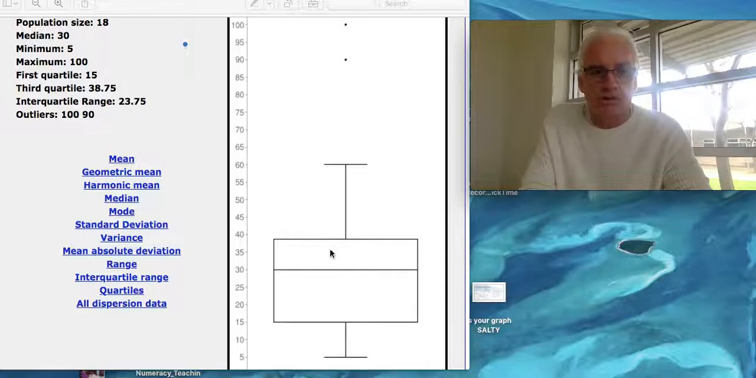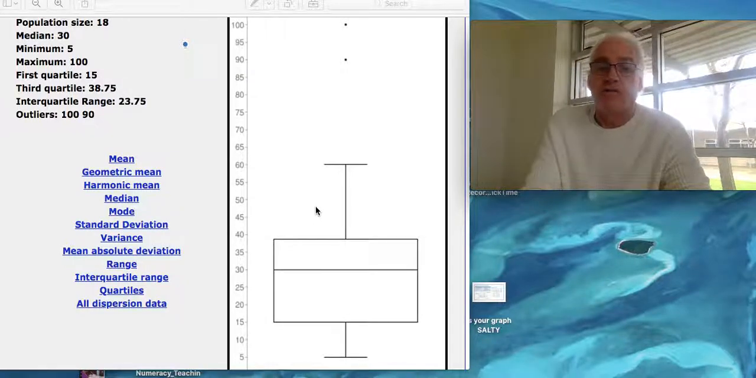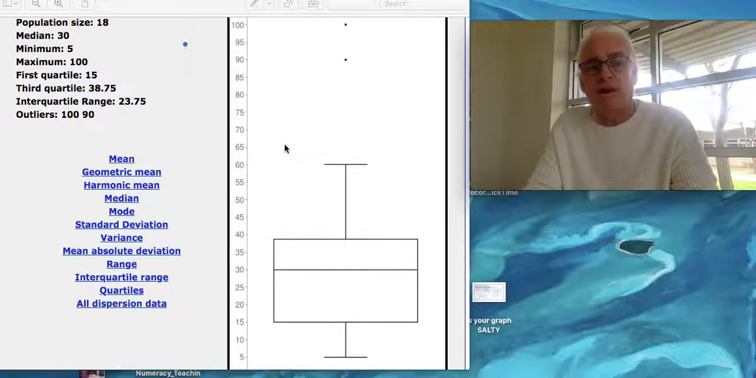Now our third quartile up here, we can see quite clearly is between 35 and 40, but our data set over here on the left is telling me 38.75. So the top 25% of our students are around that score or above in this area up here. It's referred to sometimes as a 5-number summary because we've got 5 numbers.